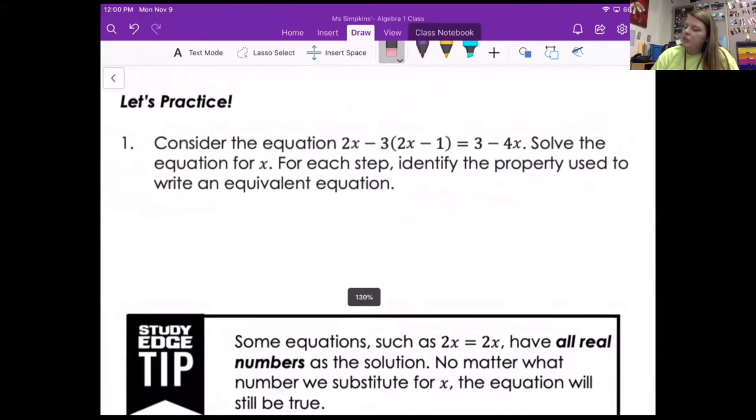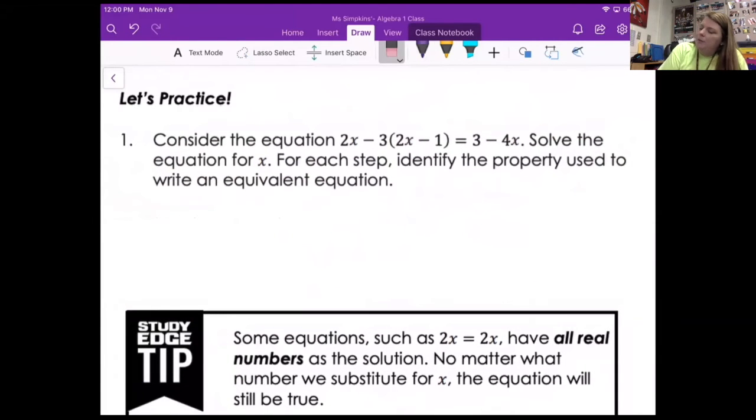And it says 2x minus 3 times 2x minus 1 equals 3 minus 4x. So again, can anybody see anything we can do on one side or the other? Henry? Okay, we want to distribute -3. So let's do that first.